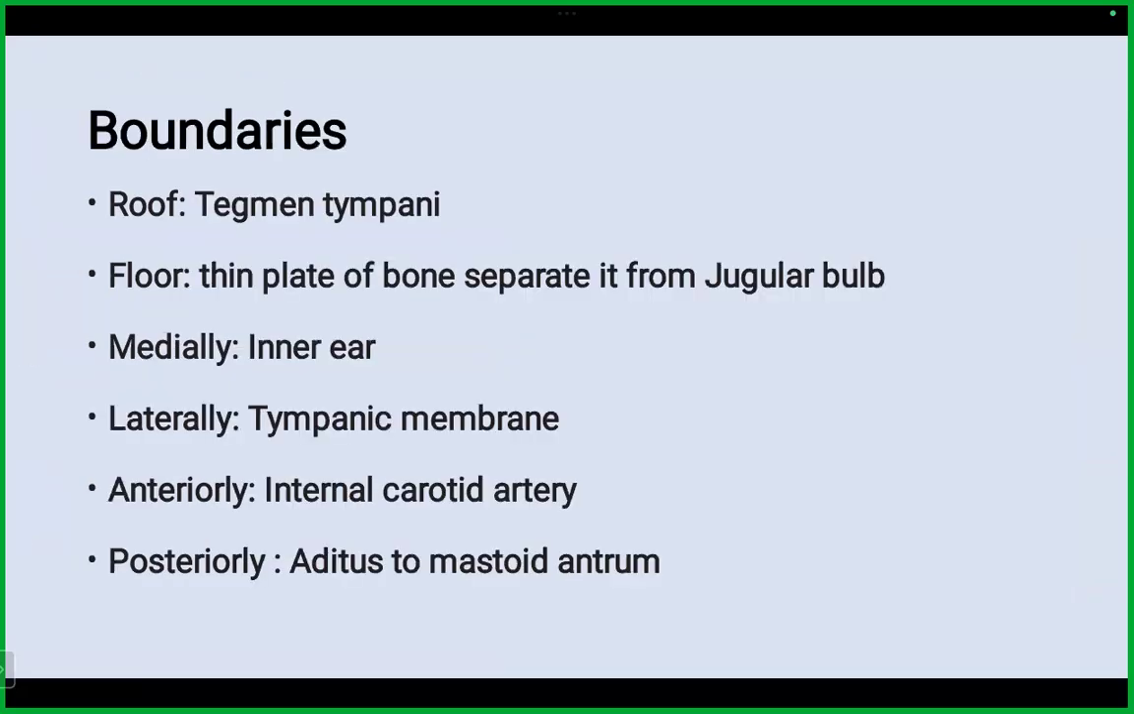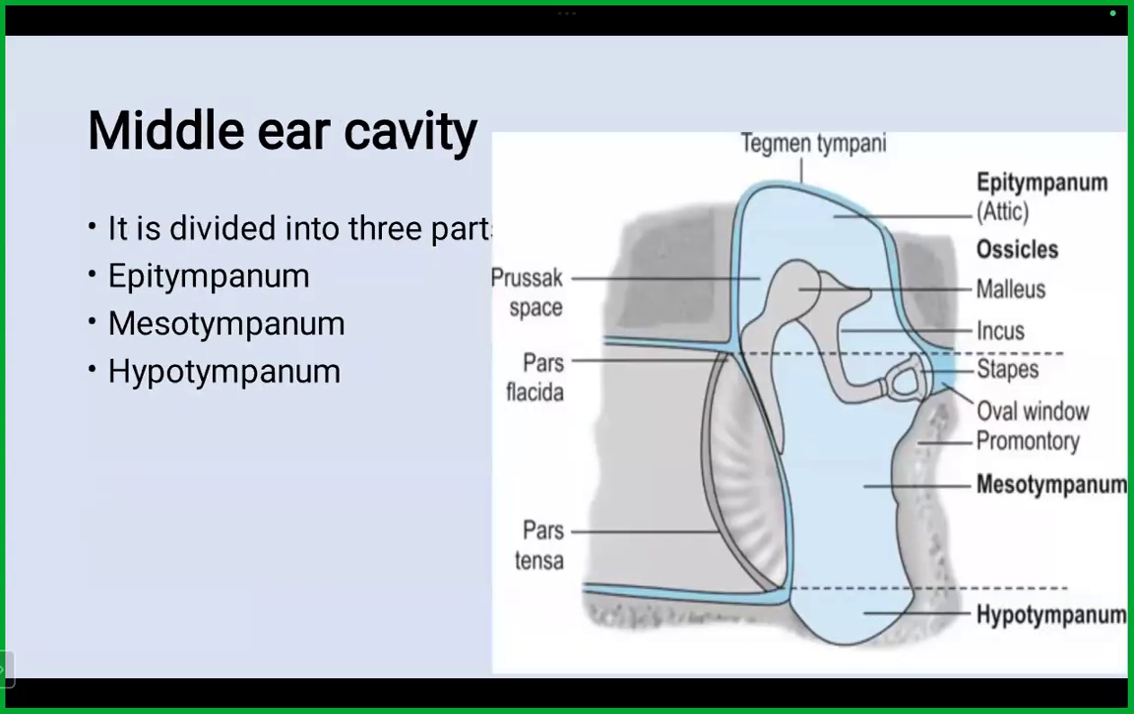Boundary: the roof is the tegmen tympani, a thin plate of bone of the temporal bone. The floor is a thin plate of bone. Medially we have the inner ear and its contents, with the oval window and the other contents. Laterally we have the tympanic membrane, anteriorly the internal carotid artery, and posteriorly the aditus to the mastoid antrum. The middle ear cavity is divided into three parts: epitympanium, mesotympanium, and hypotympanium, and these are air filled.